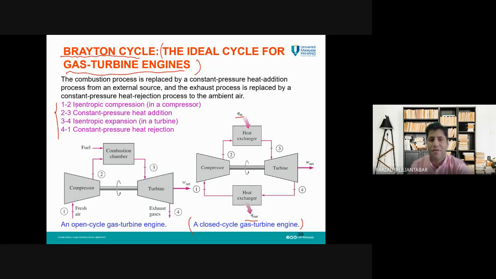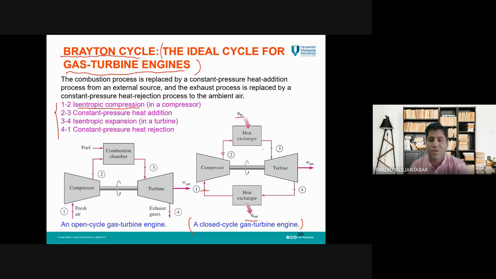We have two isentropic processes. We have isentropy from state 1 to state 2, a process in the compressor. And if you remember from thermodynamics, in the compressor we have an isentropic compression process. So from state 1 to state 2, in the compressor, we have an isentropic compression process.